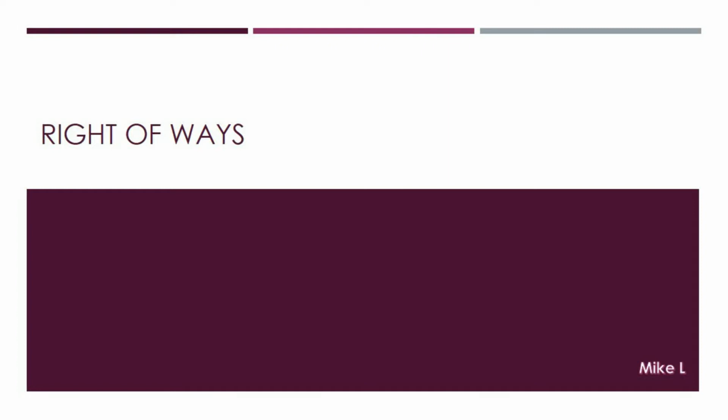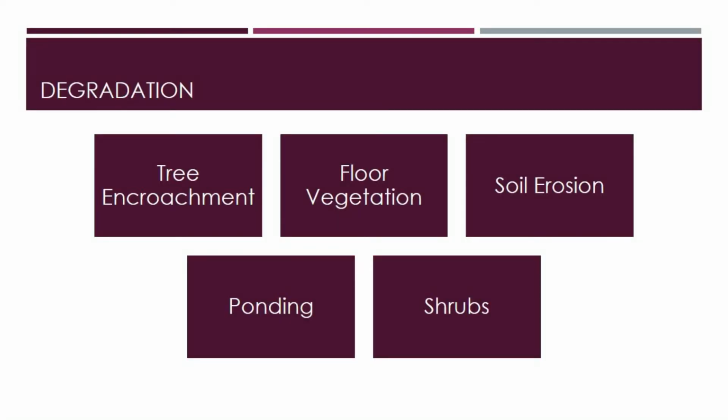So in this case, let us look at the utility right of way, and we actually have a method on applying asset health index to this special type of asset. So let us start off with degradation.